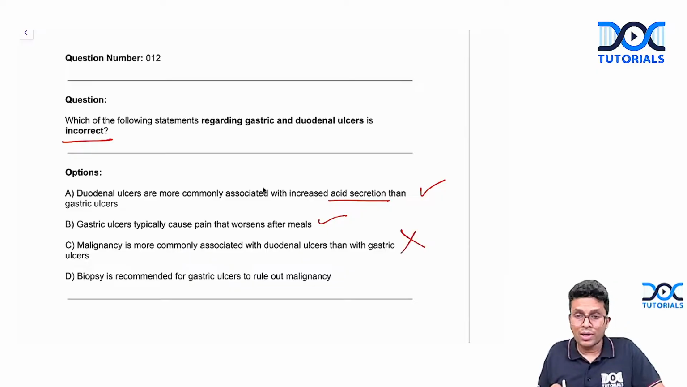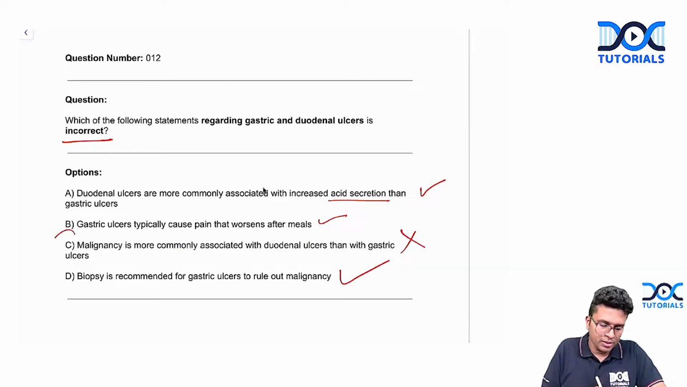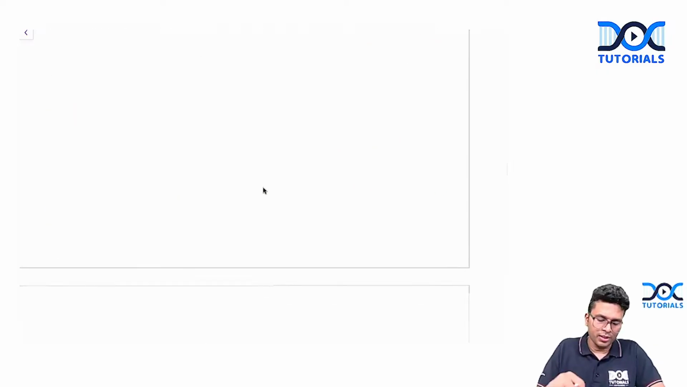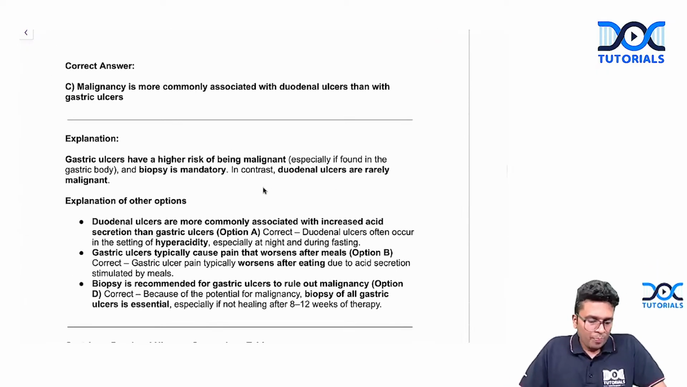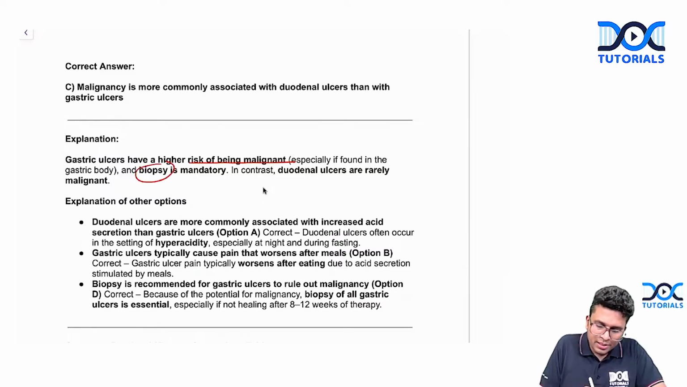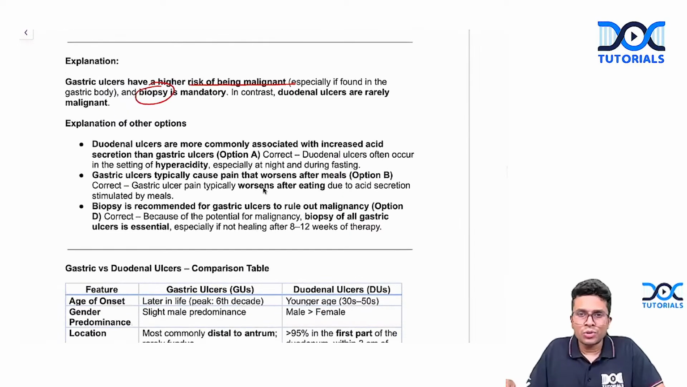We all know that duodenal ulcers have a lesser chance of malignancy. Gastric ulcers can be malignant and hence you have to take a biopsy. Biopsy is recommended in gastric ulcers to rule out malignancy is true. So for option C, if you just knew one fact, either C or D, you would be able to rule out the incorrect option. Malignancy is more commonly associated with duodenal ulcer than with gastric ulcer is the incorrect statement. That's the correct answer. Gastric ulcers have a higher risk of being malignant, so biopsy is mandatory. Duodenal ulcers are rarely associated with this.